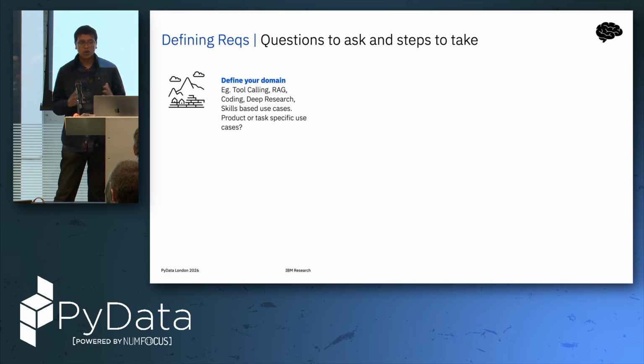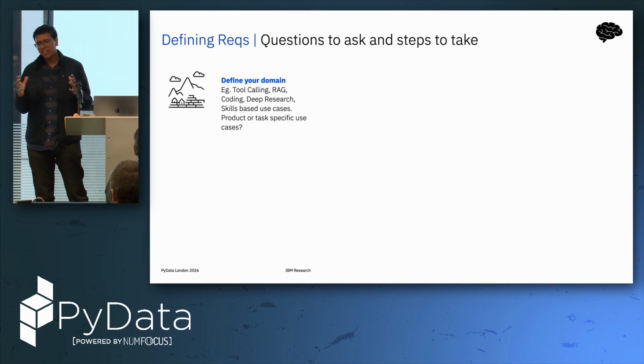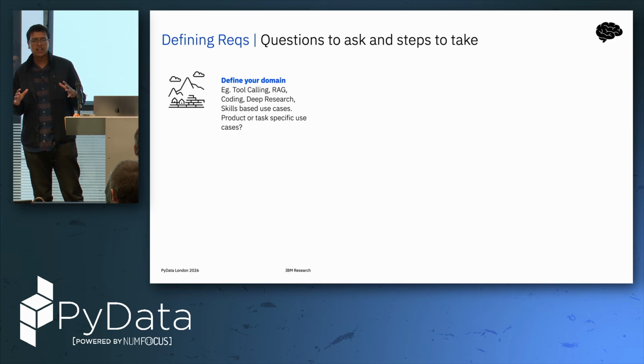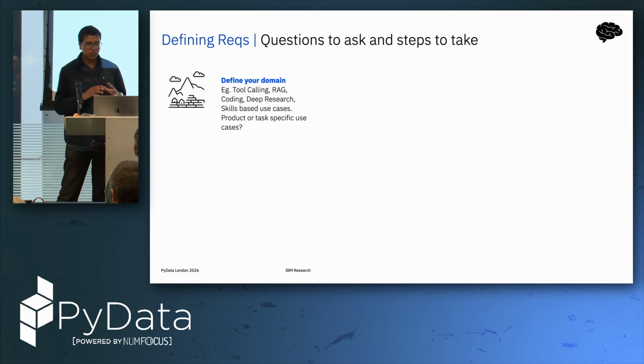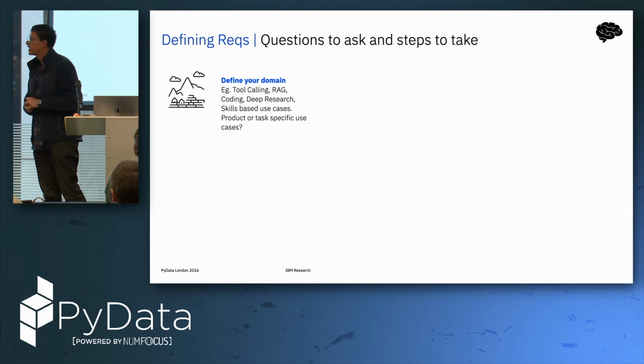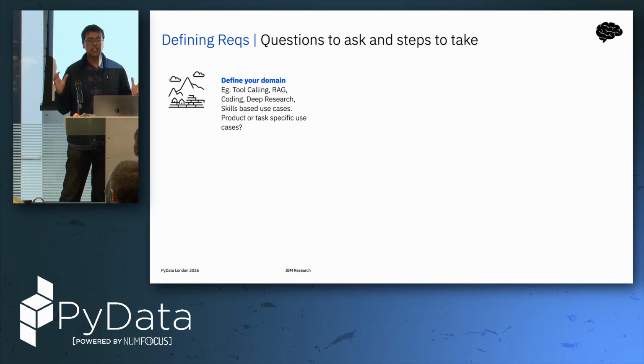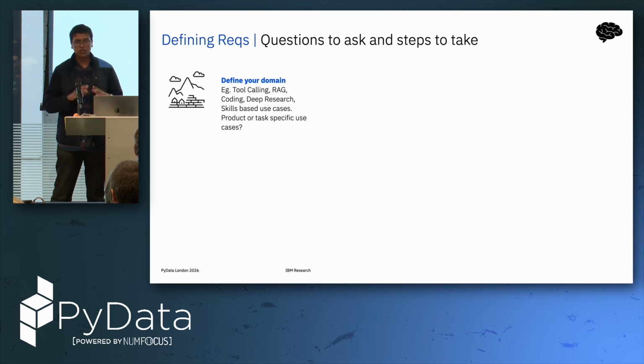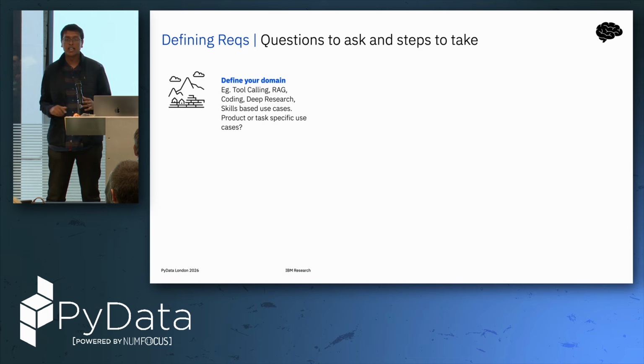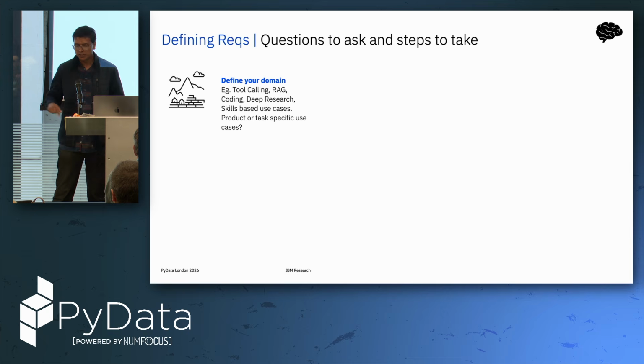Do you actually have coding use cases? Do you want to build coding agents? Is your domain actually a little bit more gray and overlaps across multiple of those? Maybe you want to look at skills-based and deep research-based agents. You want to define whether your agents are going to be product-specific or task-specific, and where are those domains and boundaries that you want to gate your agent functionality around before you even start putting pen to paper or Claude Code to VS Code.